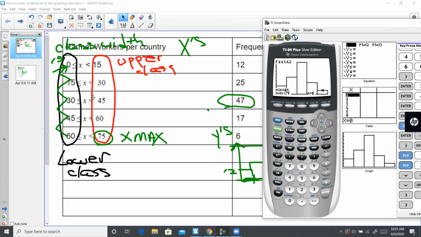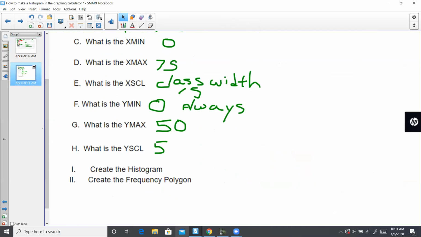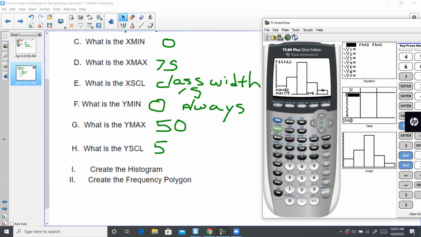Okay, the other question that I ask you at the end of the sheet is create a frequency polygon, I believe, at the end. What is a frequency polygon? So what we're going to do is we're going to go to second y equals, come down to the second plot, turn it on, and we want this type right here. We want this second one right here. L1 and L2 again. Press graph, and we get this. This right here that connects the bars of the histogram is what's called a frequency polygon.